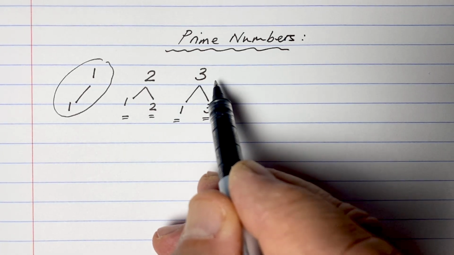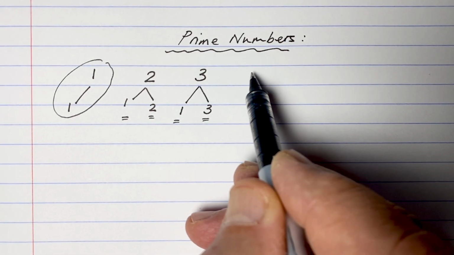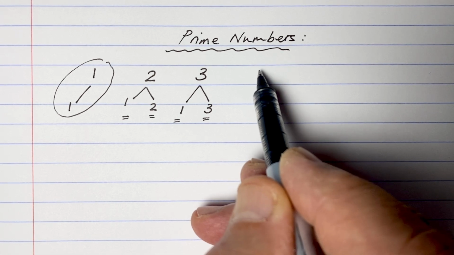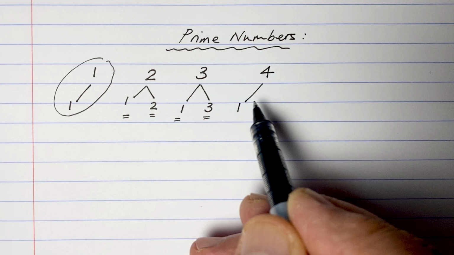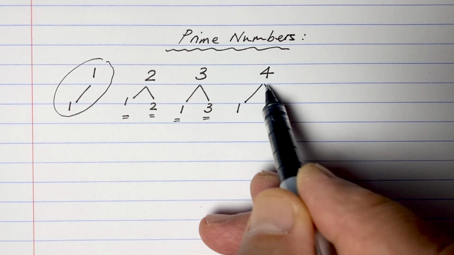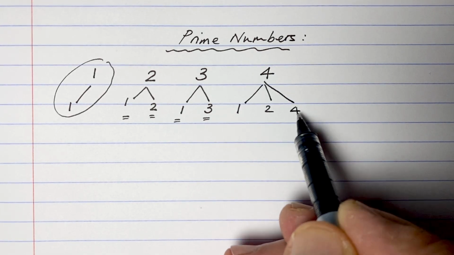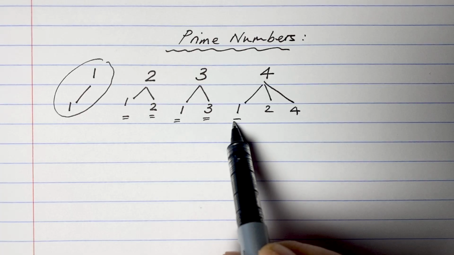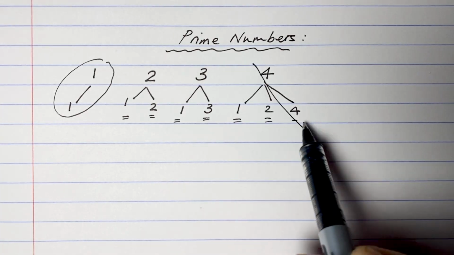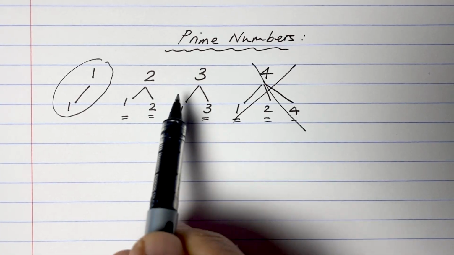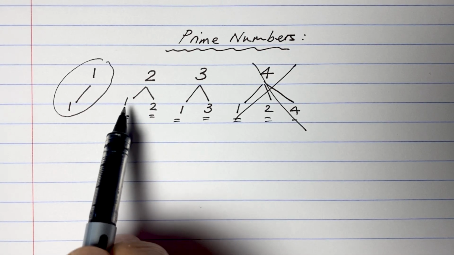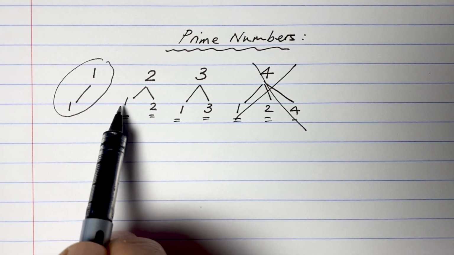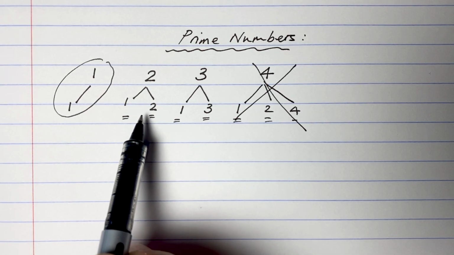The next prime number, of course, is not 4. 4 is not a prime number because 4 can be divided by 1, can be divided by 2, and can be divided by 4. That is not a prime number because it's got 3 factors. So numbers which are prime numbers must have only 2 factors. One of the factors must be 1, and the other factor must be the number itself.